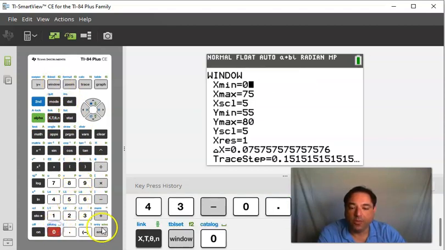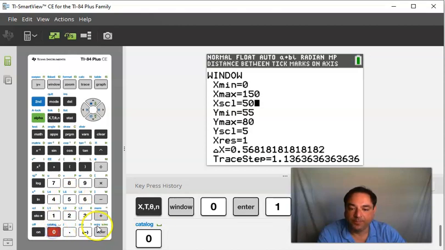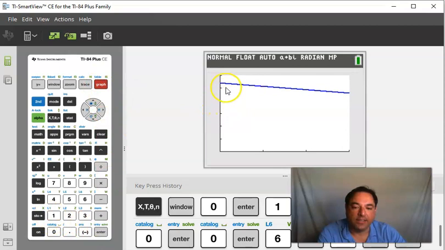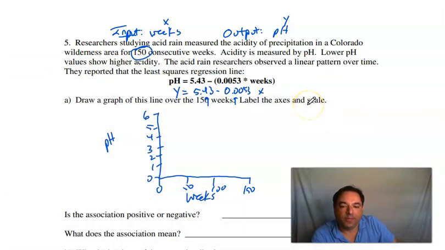Then I'm going to go to window, and the window we created. We're going to go from 0, x minimum, 150, x maximum, scale, I counted by 50s, y minimum, 0, y maximum, 6, and y scale by 1s. Then when I hit graph, we see the line. It's starting at 5.43 and it's going downward, negative slope.